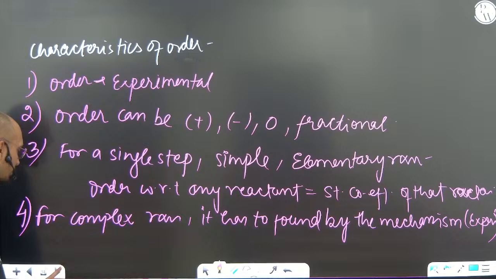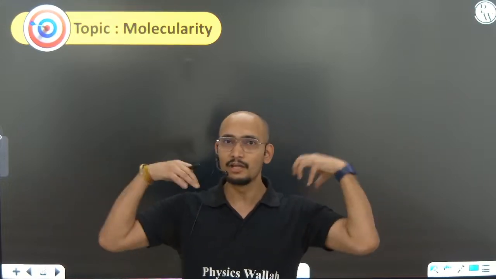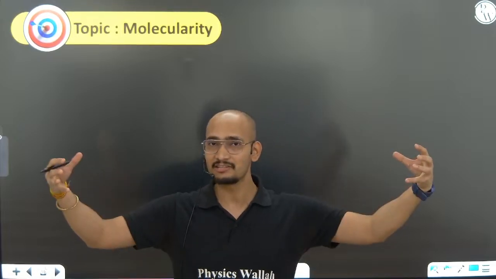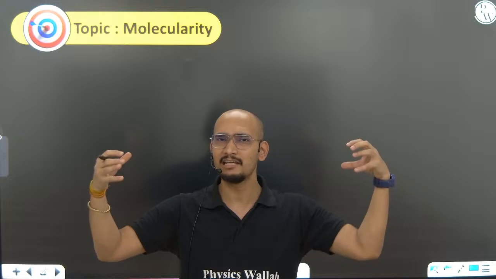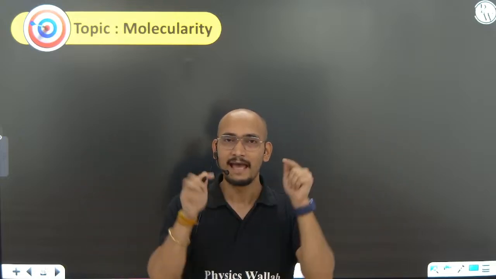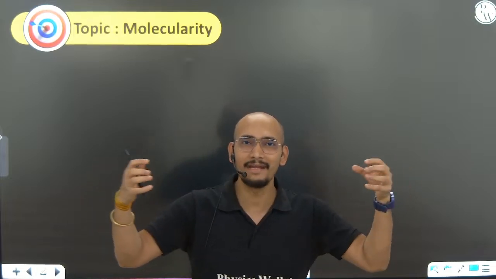Now this is about the order. What about the next thing, molecularity? Always remember, molecularity also looks like order in many senses, but it is not. If there is a reaction going on, molecularity says that for any reaction to take place, reactants need to collide with each other. The number of reactants colliding together at any point of time to give the product will be equal to the molecularity of the reaction.